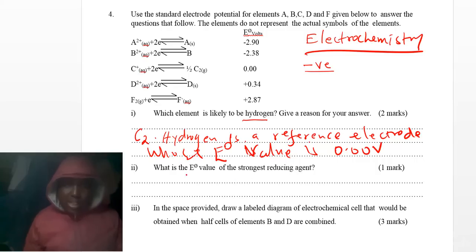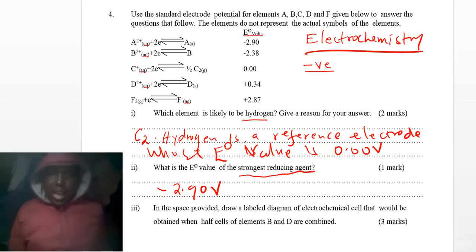Which is the E standard value of the strongest reducing agent? The strongest reducing agent, I have told you, is the one with the most negative value. So you can see the most negative is negative 2.90 V. That is the strongest reducing agent.